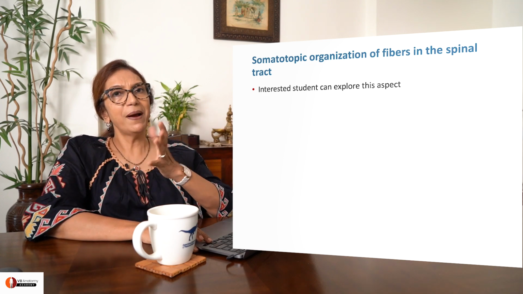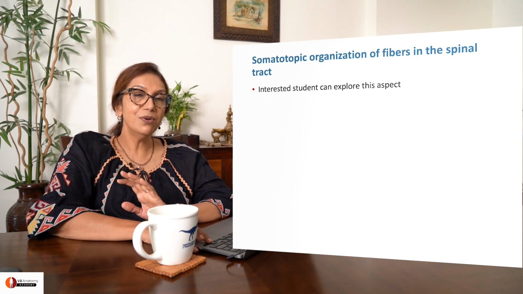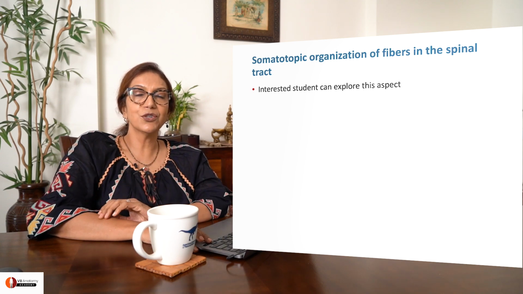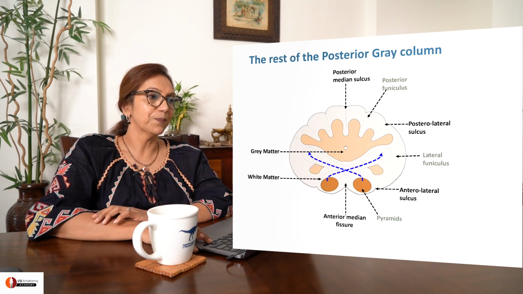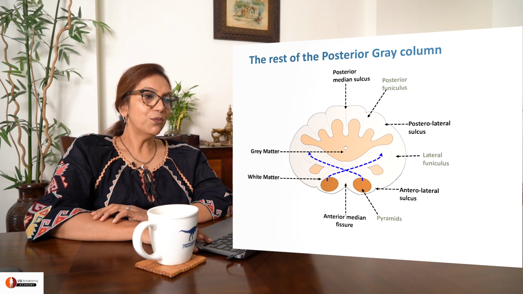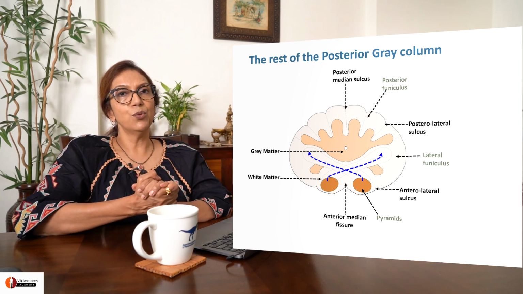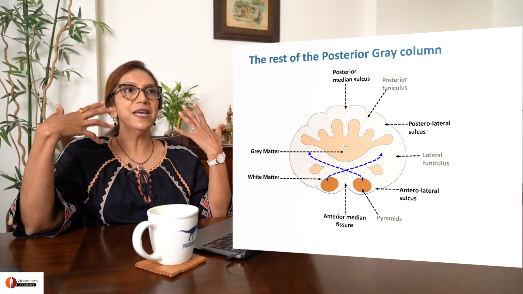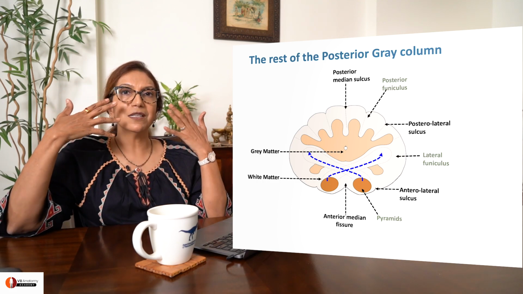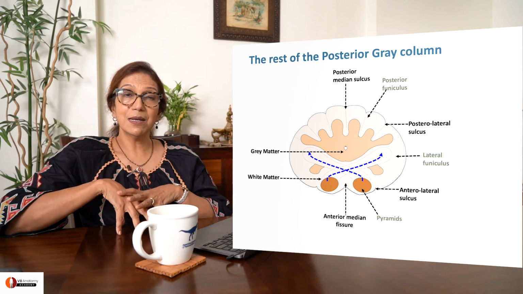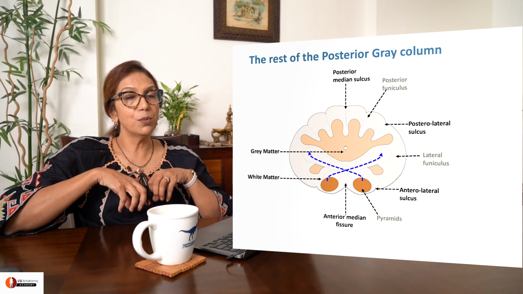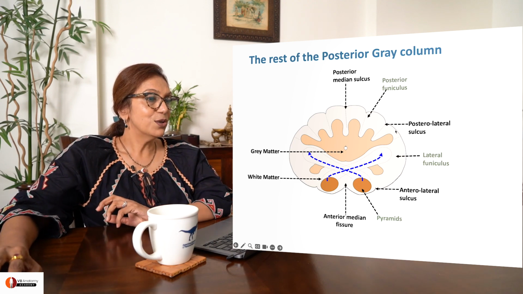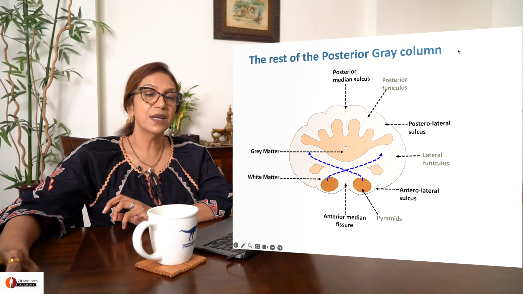These fibers have a somatotopic organization, which I don't wish to discuss here. However, I will put it as a note in the notes section. Those who are interested should read it. Right. So what we discussed just now was spinal nucleus and tract of trigeminal nerve, carrying pain and temperature sensation from your face. But there are some sensations which are ascending from your spinal cord into your medulla. What are these? So let's go now to the rest of the posterior gray column.